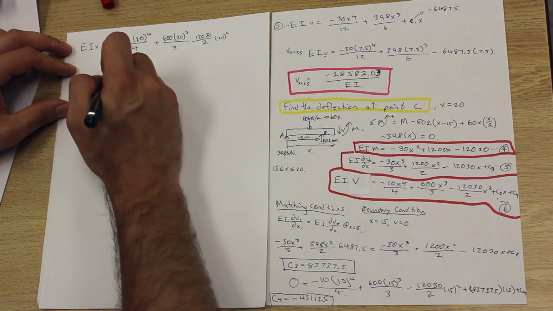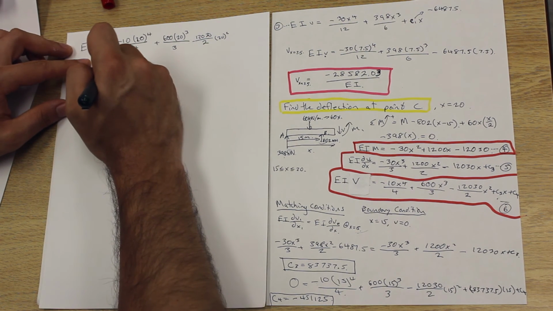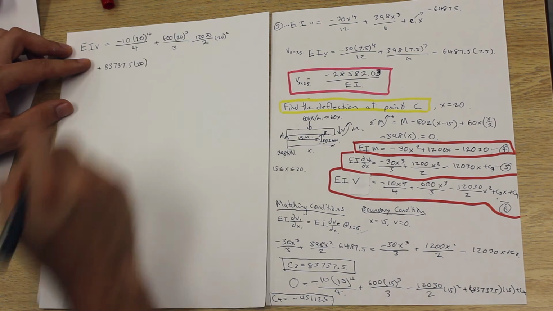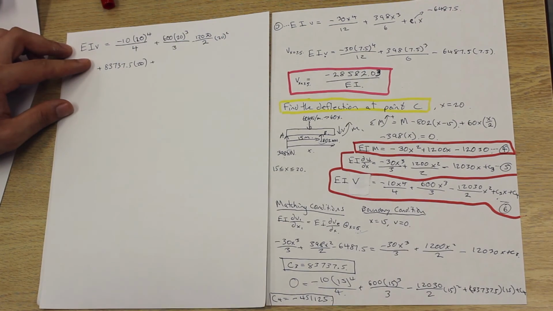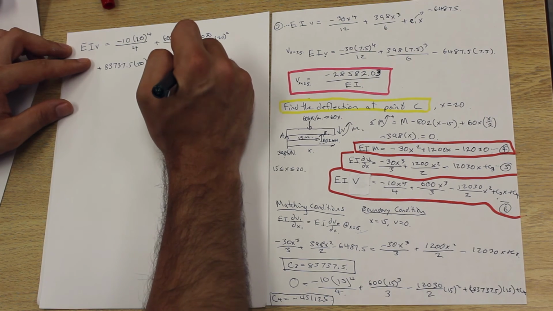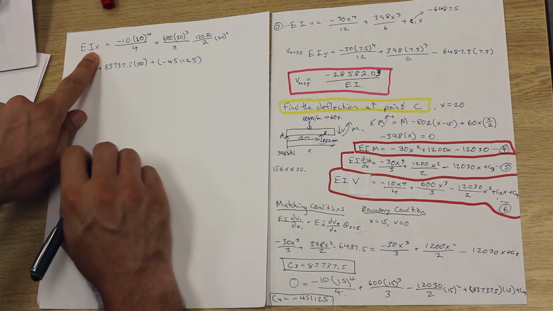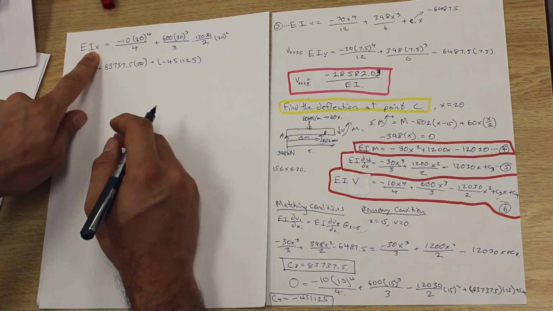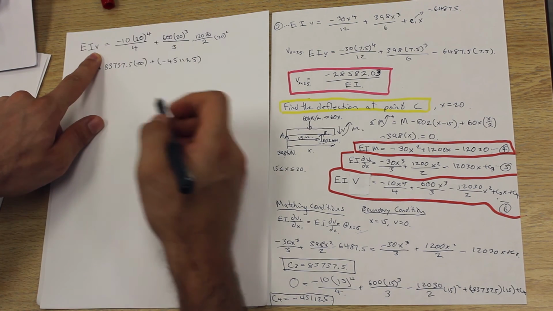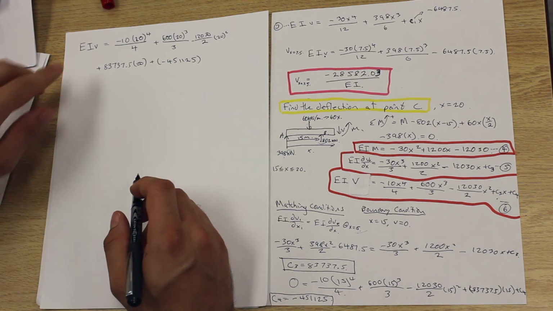And I'm just going to come down here and finish this equation because it's long. We have our C3, which is 83,737.5, times 20, and we have our C4, which we just solved for, and that's going to be negative 451,125. And now we're going to solve for V, knowing that EI is constant, so we're just going to carry that throughout the equation.